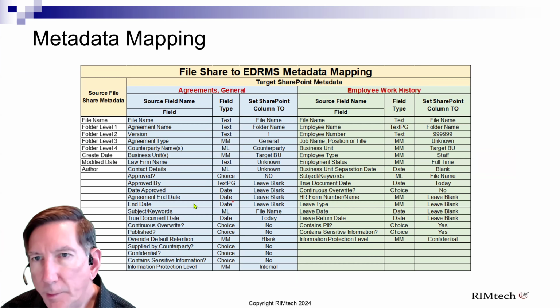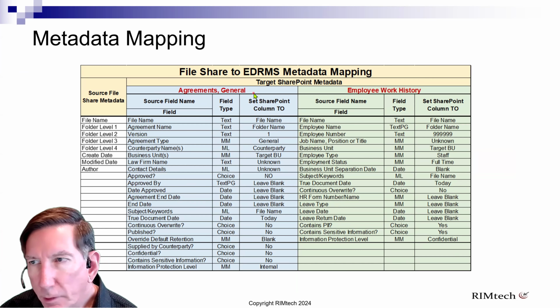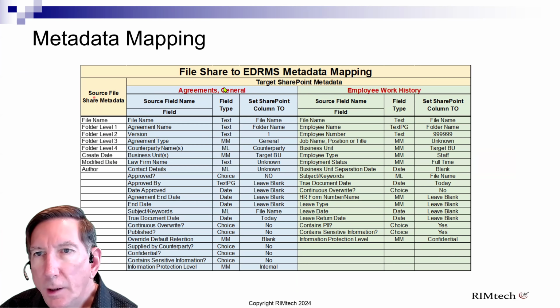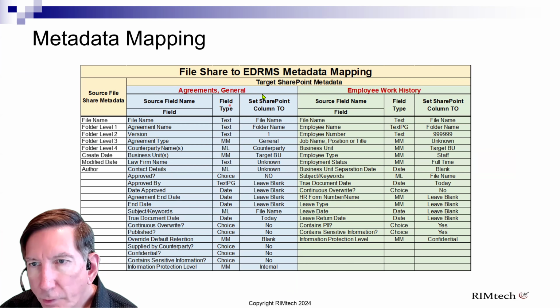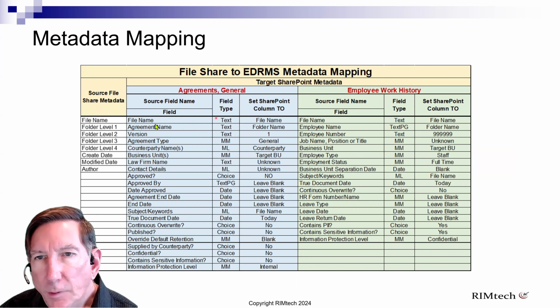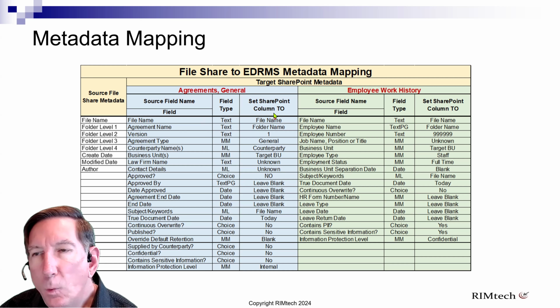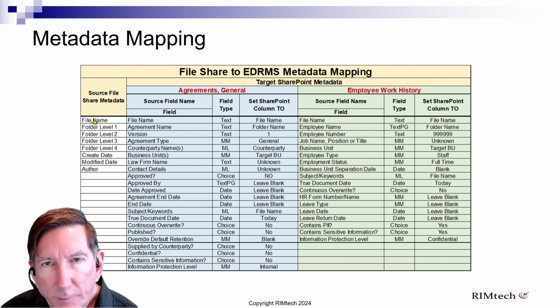Here's a good example right here. We have 2 target destinations in the EDRMS: agreements general and employee work history. And by the way, these are live from actual clients of ours. So here we have, I don't know, maybe 20 metadata fields for agreements. So this shows the name of the column or the field type, and what we're going to do with it, right? So what do we have in the source?